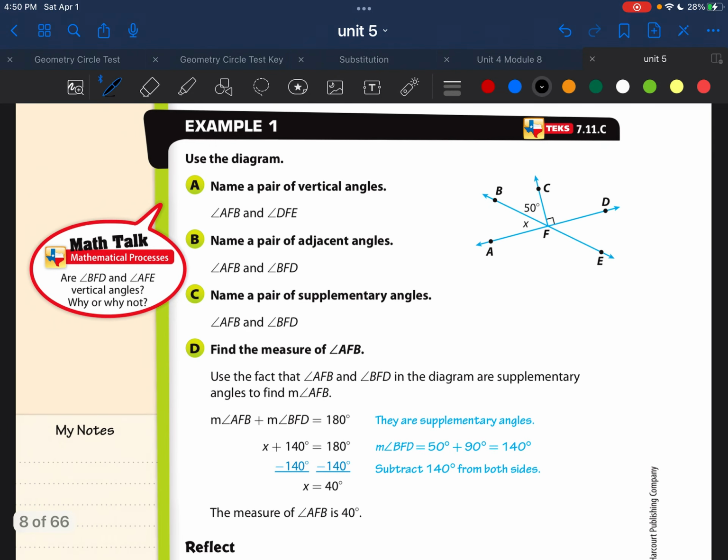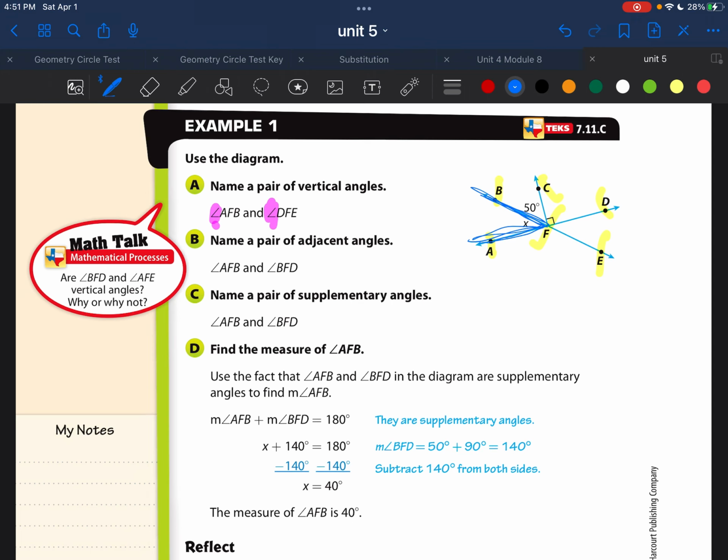Let's scoot on down here. Things we have to know: whenever we have these C, D, E, and F, they will be shown over here. Whenever we have this symbol here, that means angle. It says look at angle A, F, and B. So it wants us to look at this one, A, F, and B.